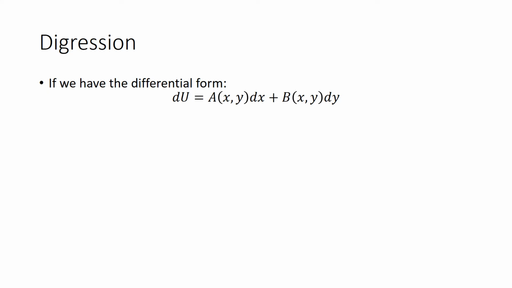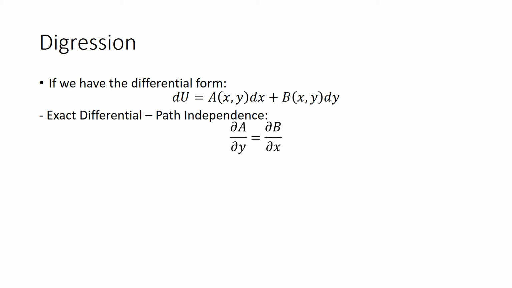If we have the differential form, du is equal to a function a of x and y multiplied by dx plus a function b of x and y multiplied by dy, then we have two possible scenarios. The first scenario is that the expression is called an exact differential, and the integration over du is path independent. That's true if and only if partial a by partial y is equal to partial b by partial x. In that case, there is an explicit form for u that is a function of x and y.